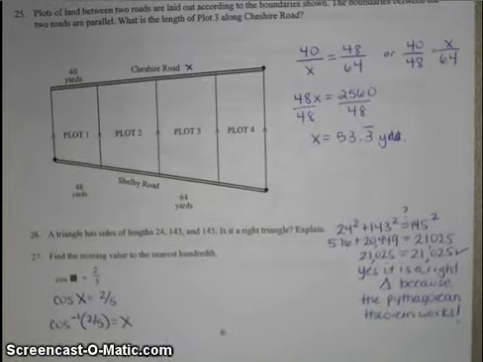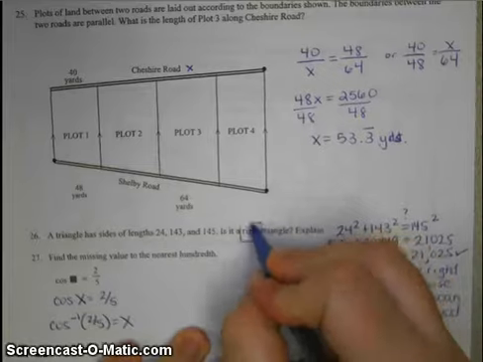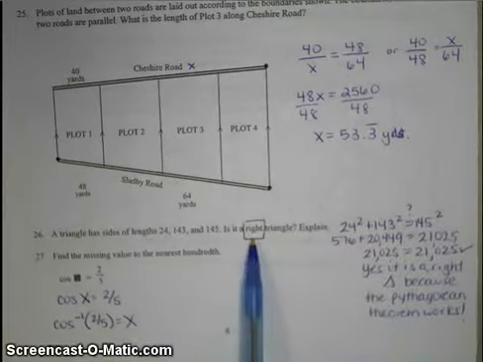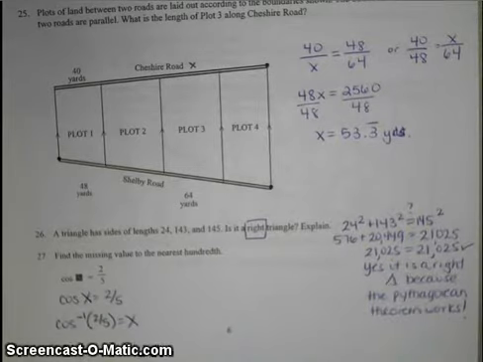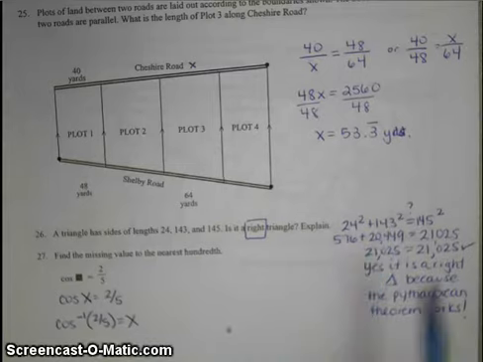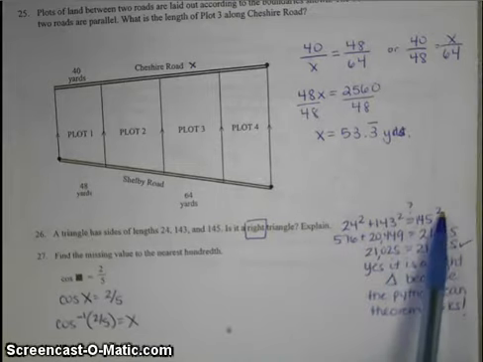Number 26, a triangle has side lengths 24, 143, and 145. Is this a right triangle? So in order for something to be a right triangle, the three measures have to be able to be plugged into the Pythagorean theorem and give us a true statement. So when we do 24 squared plus 143 squared, does it equal 145 squared?